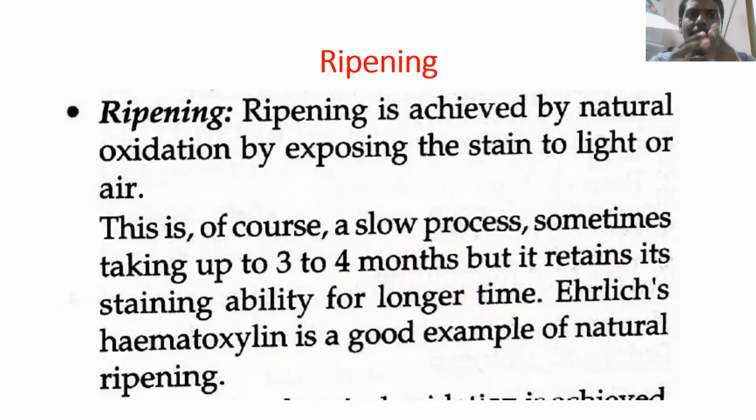So that is why conversion of hematoxylin to stain is called ripening. This ripening can be achieved by two methods: natural method and synthetic method. In the natural method, you need to take the hematoxylin powder solution and expose it to sunlight for 3 to 4 months. After 3 to 4 months, the hematoxylin will get activated and ripen. It will become a stain. So this is called the natural method.